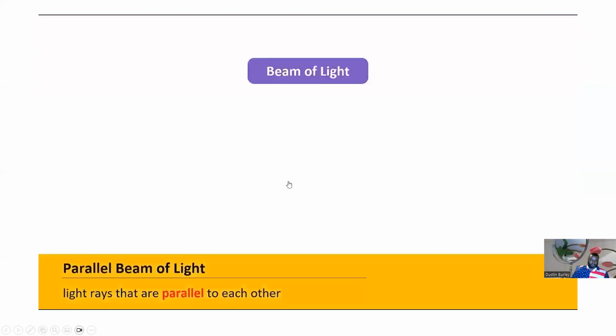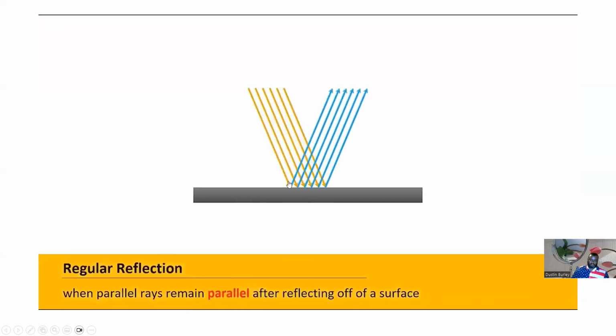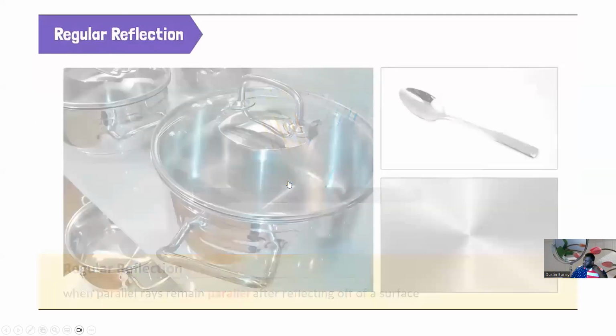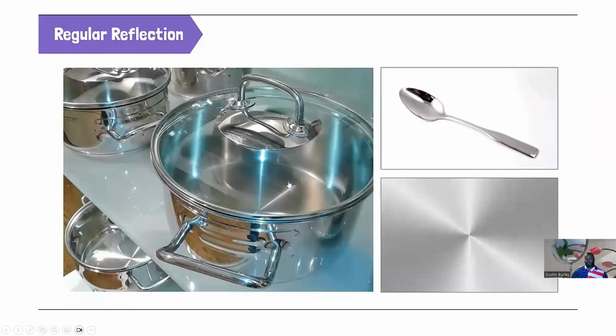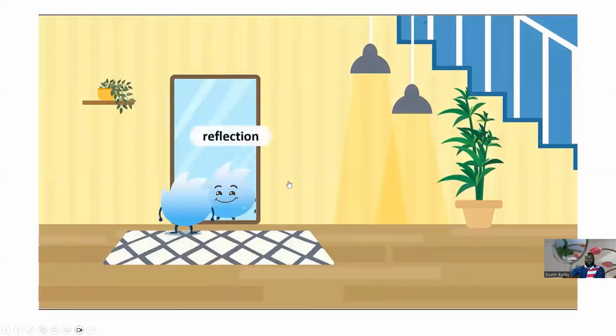A parallel beam of light is made up of light rays that are parallel to each other. When a parallel beam of light falls onto a smooth surface, all rays are reflected at the same angle and remain parallel after reflection. This type of reflection is called a regular reflection. Regular reflection takes place when light falls onto a smooth, shiny, or polished surface. For instance, regular reflection can occur in a mirror. Since reflected rays travel in specific directions, we can see images with our eyes.